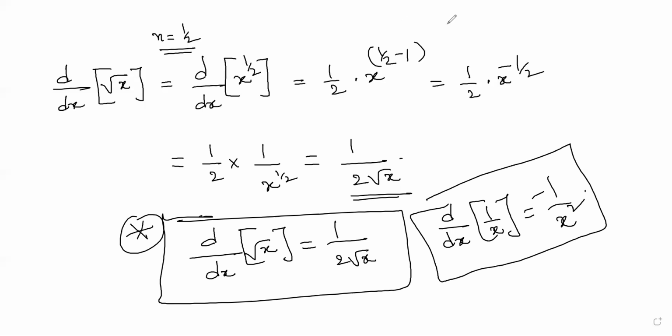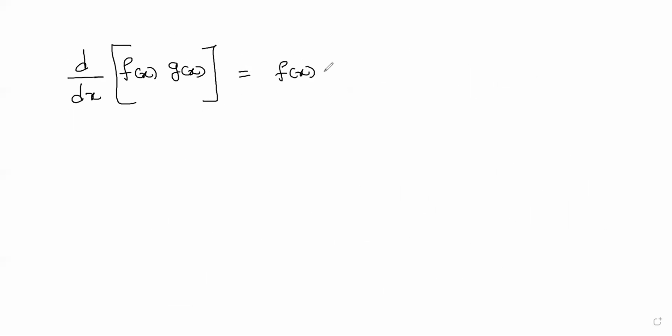Okay, let us solve some basic level questions. Before that, there are two more formulas we have to learn. Something called the product rule of derivative: d by dx of f of x times g of x. Suppose you have two functions in product, what you can do is f of x multiplied by the derivative of g of x, dg of x by dx, plus g of x multiplied by the derivative of f of x.